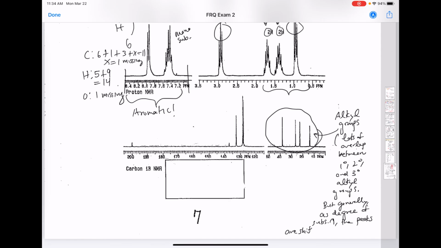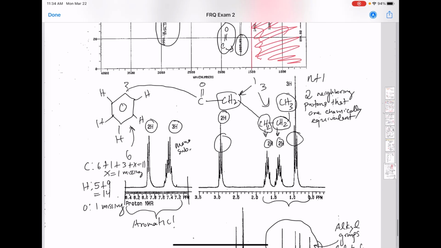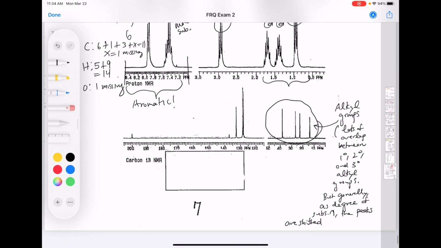But it does tell us that yes, there are alkyl groups out here. And this is specifically alkyl groups that are not within an aromatic system. So it does confirm the fact that there is this chain right here, or that there are CH2 groups that are outside of this benzene system.